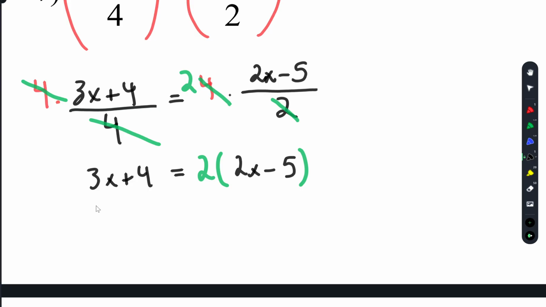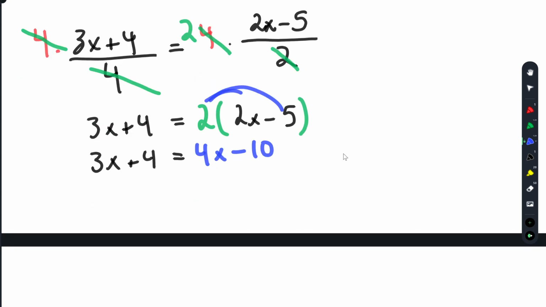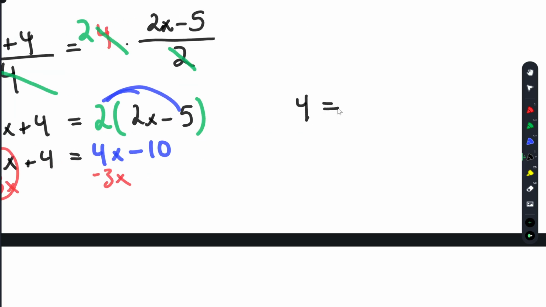So I'm going to do 3x plus 4 equals, and then now I'm going to distribute the 2. Now to balance it, I'm going to move my x's to the right side because there's more of them there. That's the reason. So I'm just going to subtract 3x from both sides. I'm left with just a regular x minus 10. And then now I'm going to add 10 to both sides.